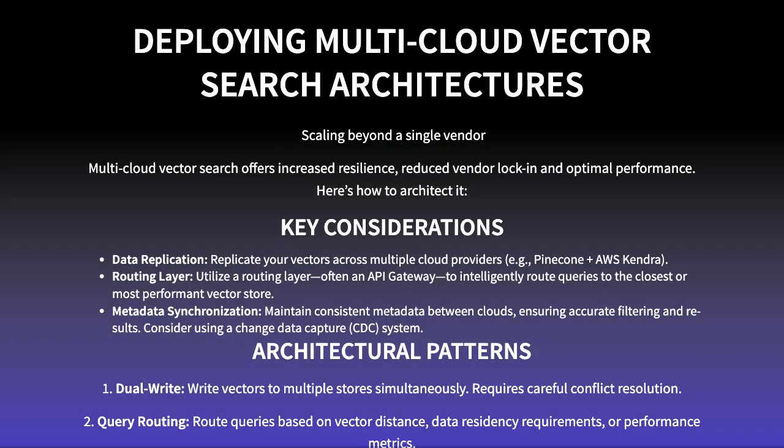Okay, let's talk about scaling your vector search beyond a single cloud provider. Multi-cloud setups offer benefits like increased reliability and avoiding being tied to one vendor's ecosystem. The key is strategic architecture. We need to think about replicating our data across different clouds, for example, using Pinecone alongside something like AWS Kendra. A routing layer is also crucial.